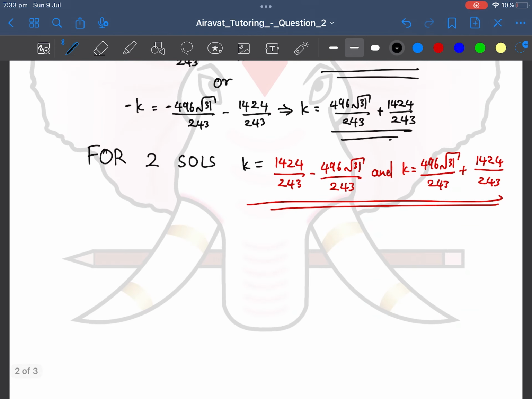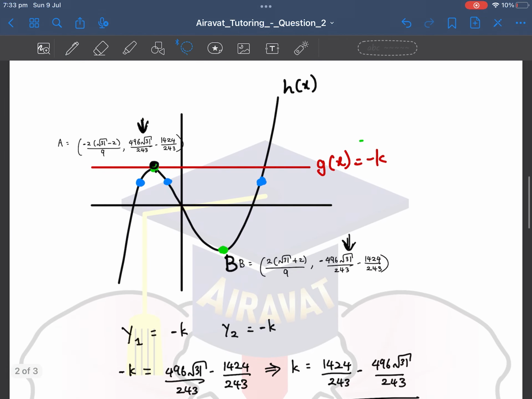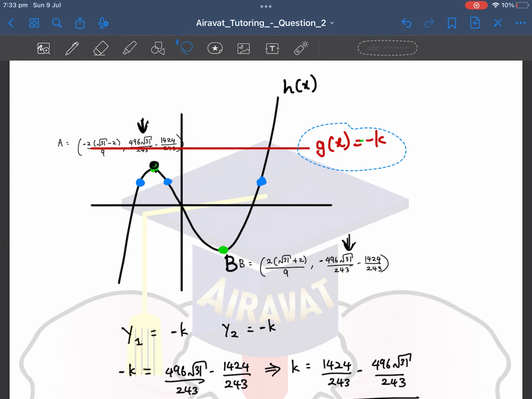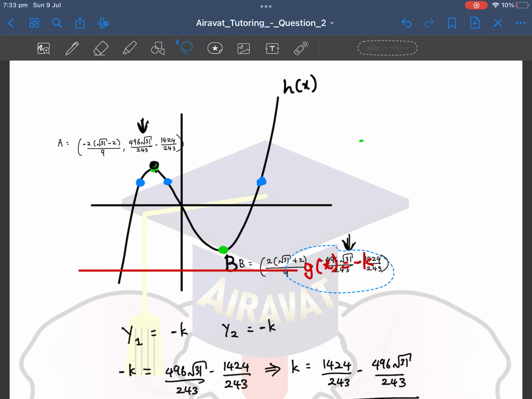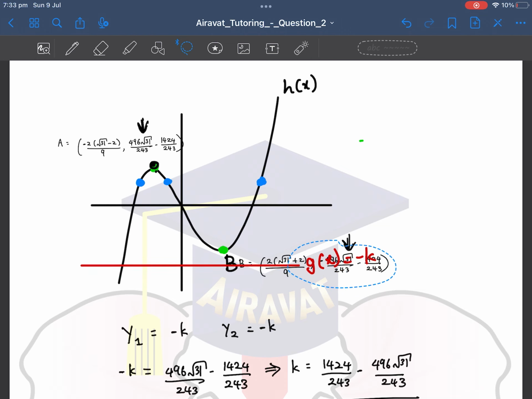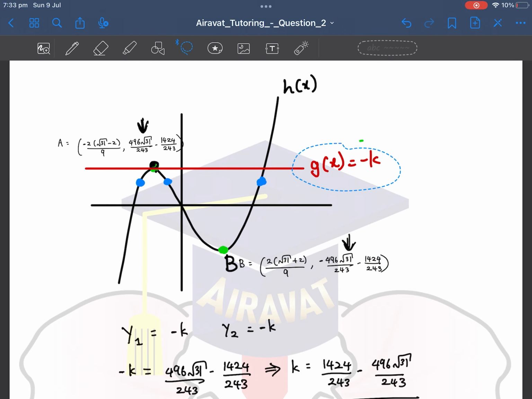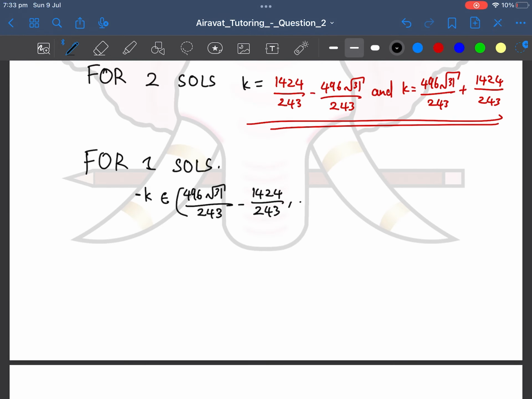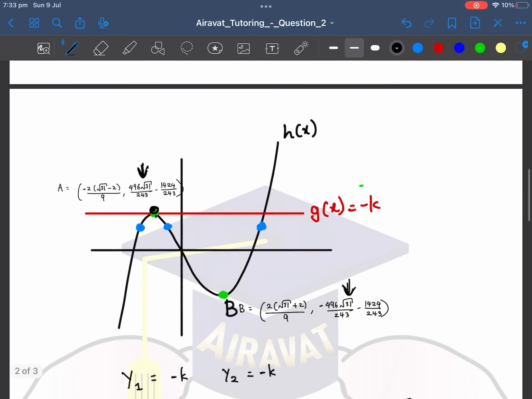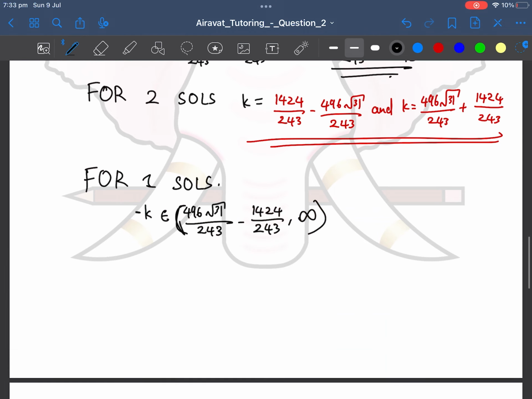Well, that's going to be an easy one now, because for one solution, we can see that if I were to move this line above this point, there is only one solution, and if I were to move this line below point B, there is another solution. There is only one solution as well. So as long as minus k belongs to all the way to infinity. Now, why have I not put a square bracket here? This is a round one.